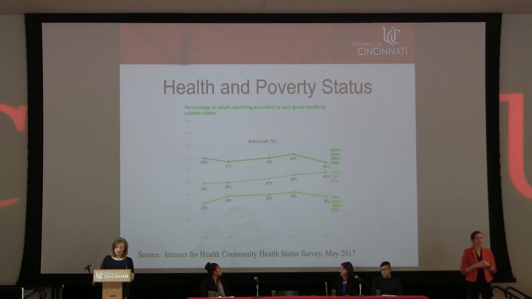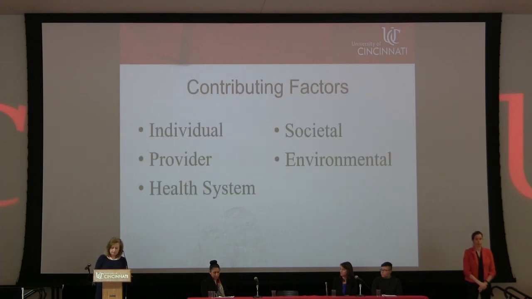So this graph compares self-reported health and your economic status. 28% of the adults earning 100% or less of the federal poverty guidelines only reported excellent or very good health at 28%. It bumps up to 48% for those who earn between 100 and 200%, and even higher at 56% for those earning more than 200%. The higher your economic status, again, the higher your reported health status. What's interesting is our United Way of Greater Cincinnati has had a bold goal that 70% of our population reports their health as excellent or very good, but as you can see, we've not been successful in meeting this.